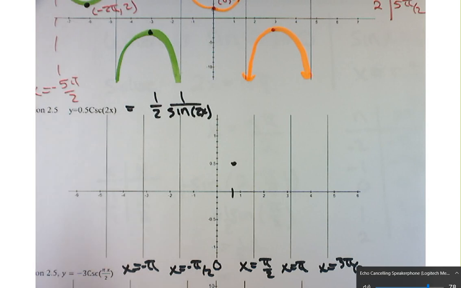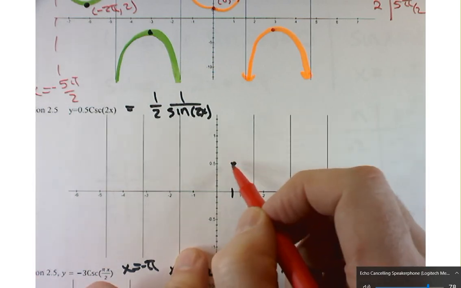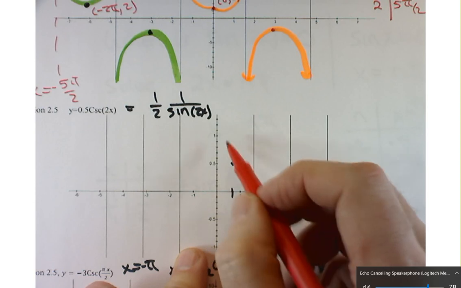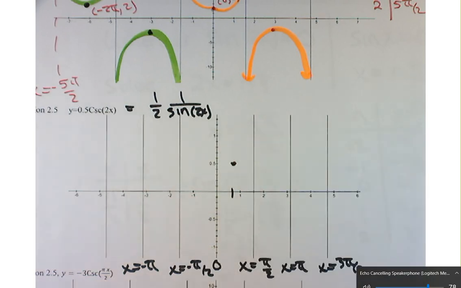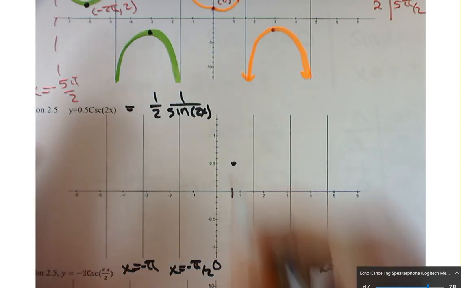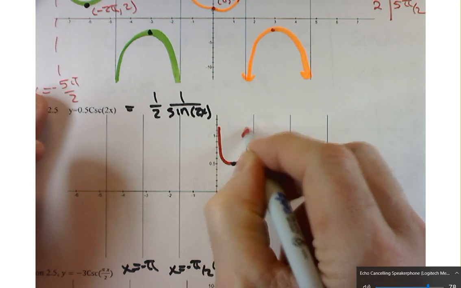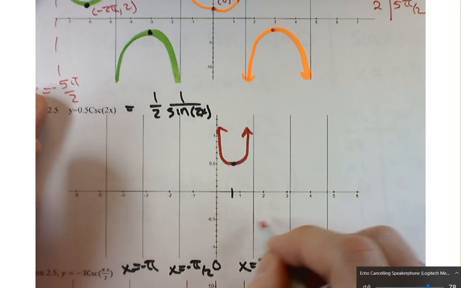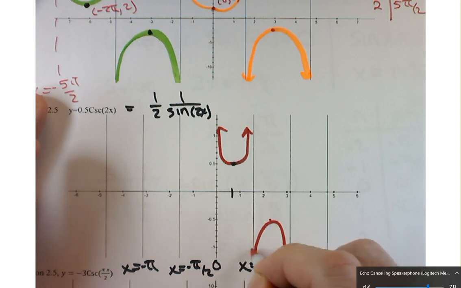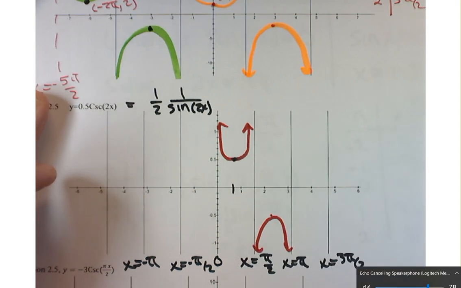The bottom line, and you can do this on a calculator, you don't necessarily have to figure it out this way, but bottom line is that I've got a point here. What's that telling me about the graph in this interval? Got a cup shape that faces up. There. And another one that's going to face down. And that's one period of the graph.